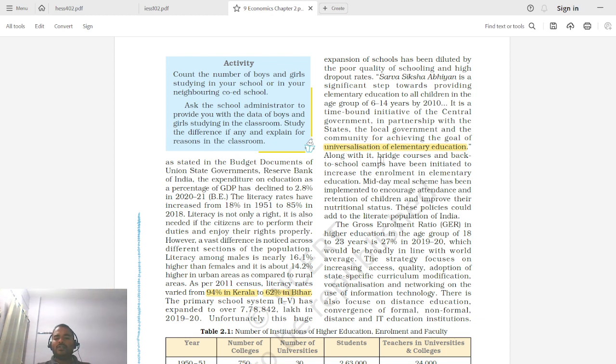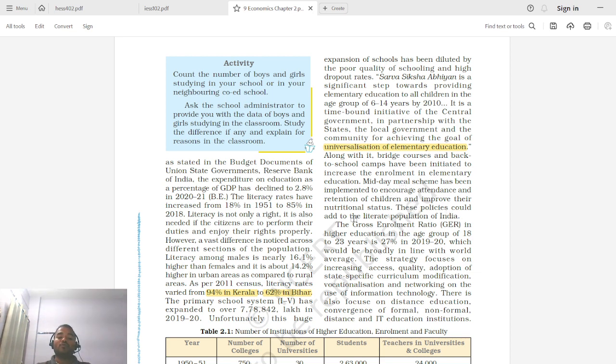Okay, so along with it, bridge courses and back to school camps have been initiated to increase the enrollment in elementary school. So these are the different activities again taken up by the government to increase the count in the school. The midday meal scheme has been implemented to encourage attendance and retention of children and improve their nutritional status. Apart from providing education, the government also started a scheme of midday meal, so that students can come to school, have some food at lunch, and by way of this lunch improve their health by adding some nutritional value. So these were the schemes that the government has started.